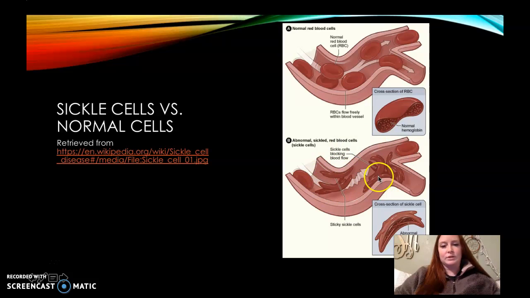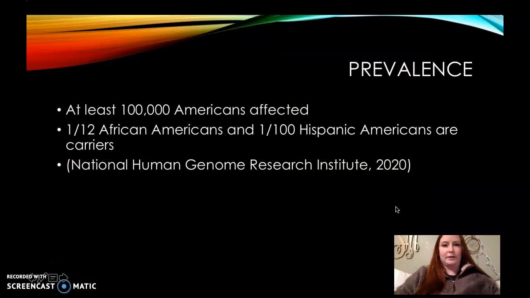And so right here, you can tell that they're blocking the blood flow in the blood vessels. And then here is the cross section of the sickled cell. And you can tell that the abnormal hemoglobin is elongated, which gives that sickled cell appearance. So the prevalence of this disease is at least 100,000 Americans are affected, and 1 in 12 African Americans and 1 in 100 Hispanic Americans are carriers.